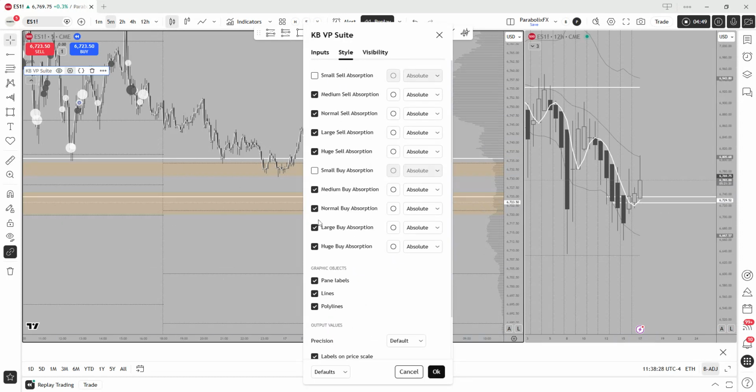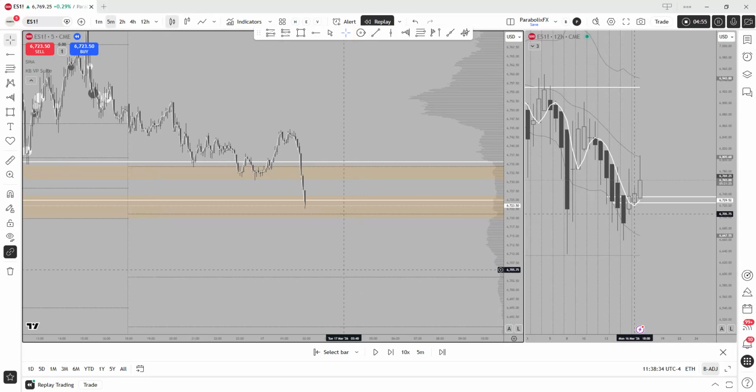Okay, so I'm going to turn off the small absorptions. I've just got the medium and high and bigger absorptions taking place. And how I'm using this for entries is I'm basically asking myself the question. I've said this before. I'm asking myself the question: who gets trapped and who gets rewarded?